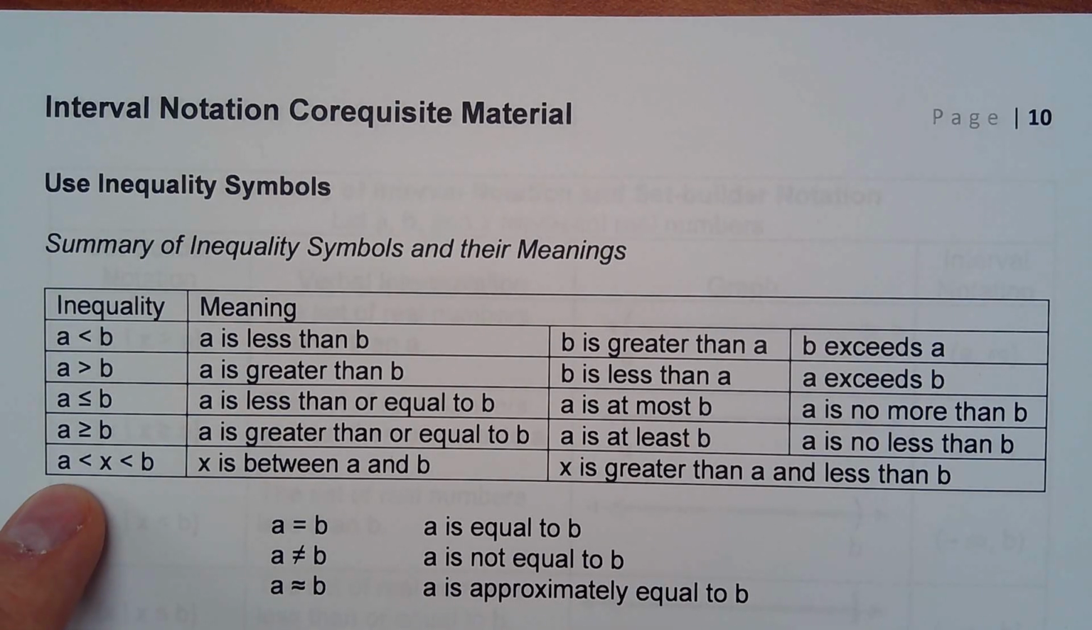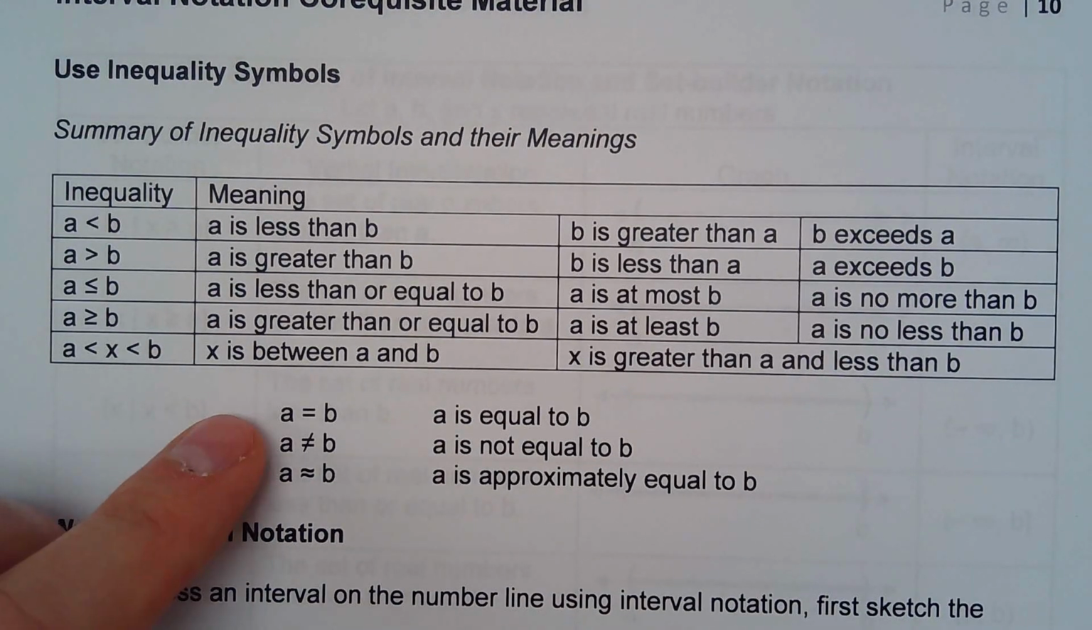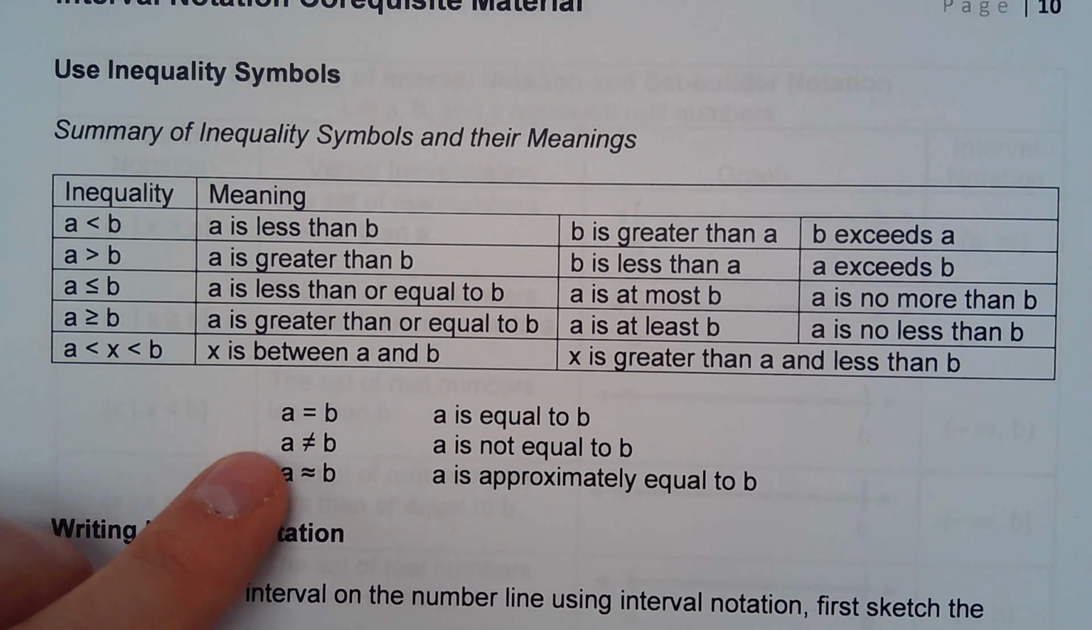A is less than X, less than B. X is between A and B. X is greater than A and less than B. And of course, this would be A equals B. A does not equal B. A is approximately equal to B.